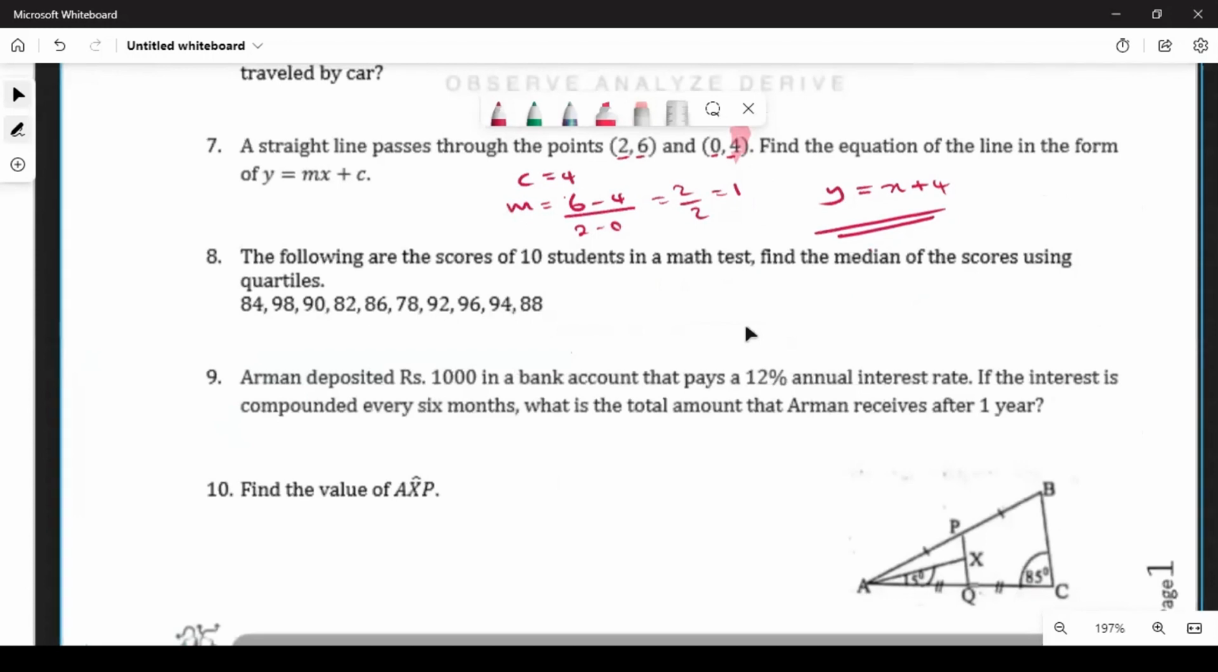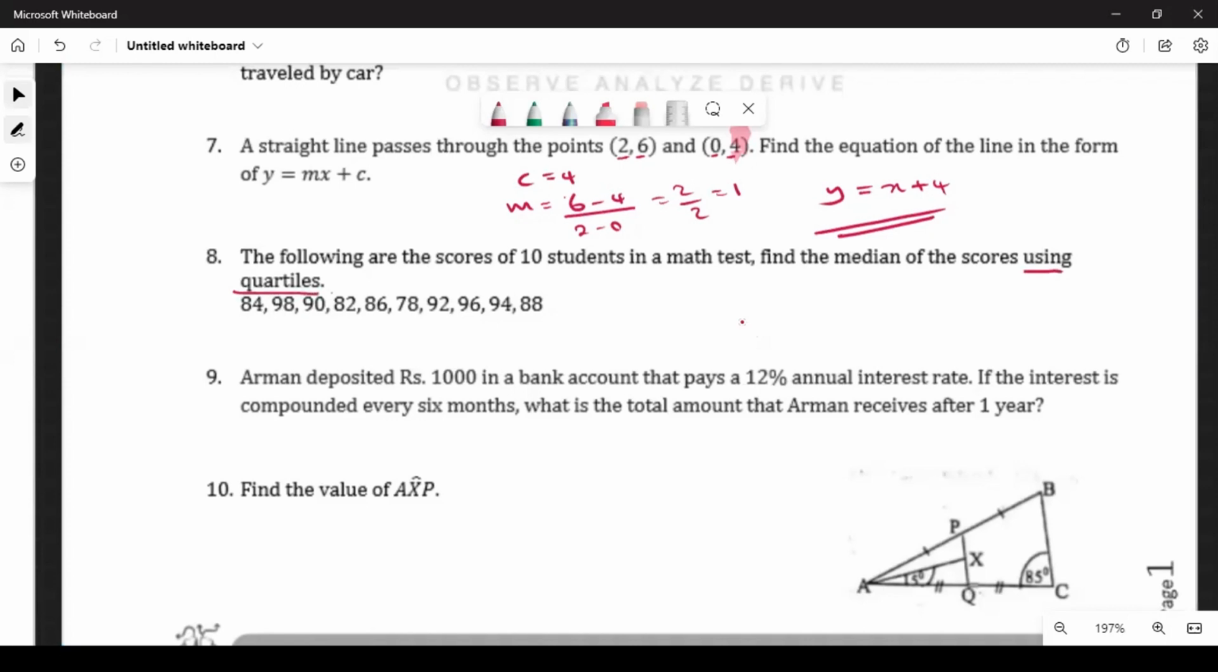Question number 8. The following are the scores of 10 students in a math test. Find the median of the scores using quartiles. Right. So median can be calculated using 2 methods. The general way, you can cut the numbers from the start and the end, and then you can catch the values in the middle. You can take the average of it. That way also you can do it. Here they have specifically mentioned you have to calculate the median using the knowledge of quartiles.